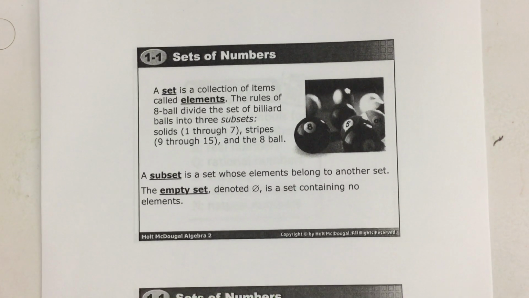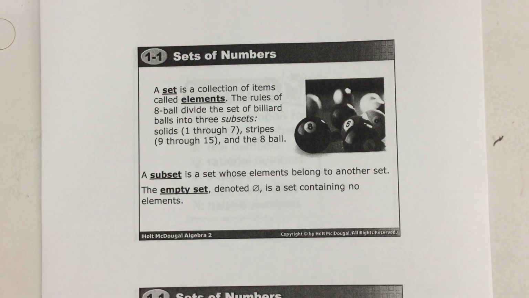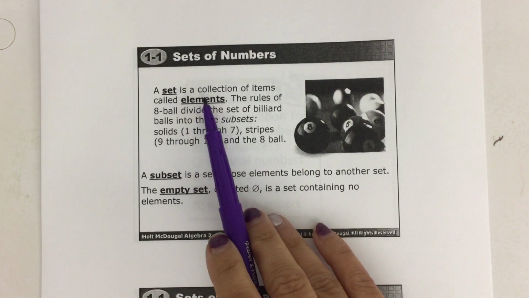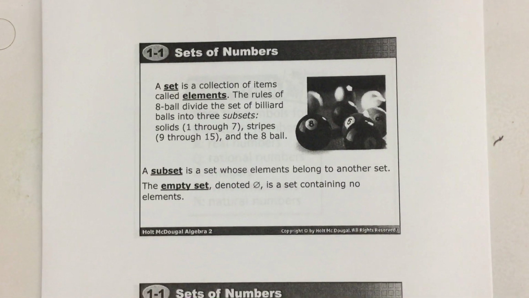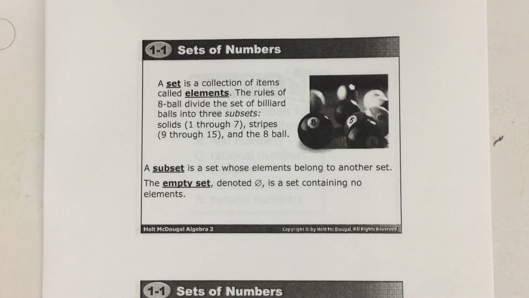Now, what is a set? A set is a collection of items, and every item is called an element. Okay, so again, a set is a collection of items called elements. One way that I really feel like this section will make sense is if you think of the game of pool or billiards. The rules of 8-ball divide the set of billiard balls into 3 subsets.